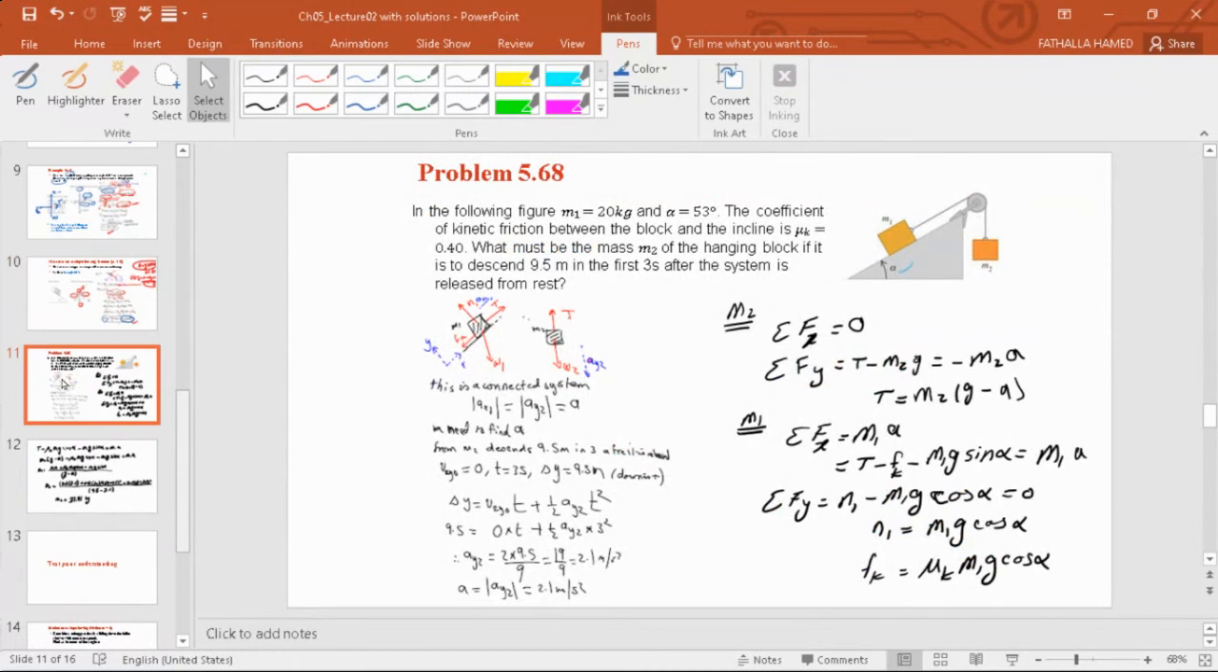Let's take a problem here, and we'll do it for a system. We'll just take a system of 2 blocks. So in the following figure, you have mass 1 here, which is 20 kg. Alpha is 53 degrees. The coefficient of kinetic friction between the block and the incline, mu k, equals 0.4. What must be the mass M2 of the hanging block if it is to descend 9.5 m in the first 3 seconds after the system is released from rest?